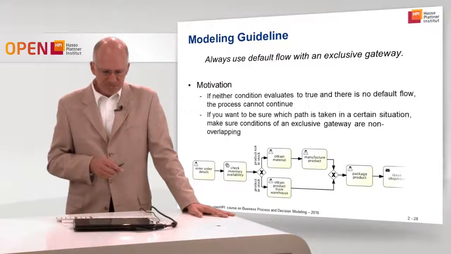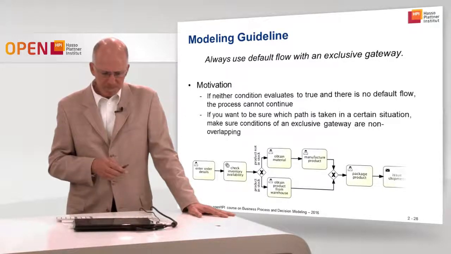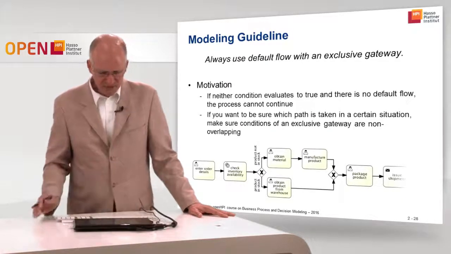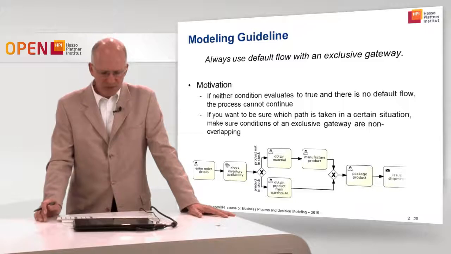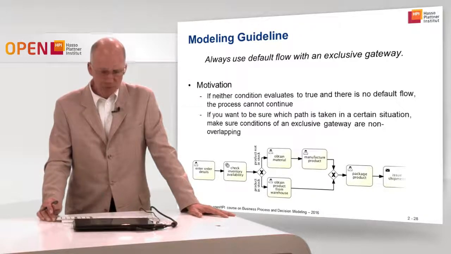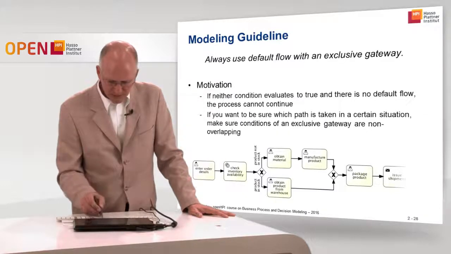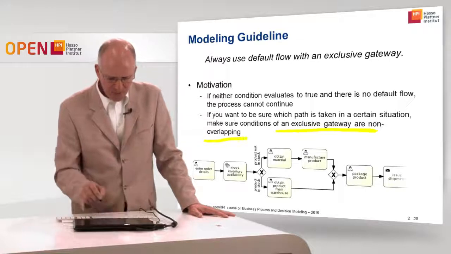Okay, so therefore we need to have an exclusive default flow with an exclusive gateway. In addition, if you want to be sure which path is taken in a certain situation, you should make sure that the conditions of an exclusive OR gateway are non-overlapping. We discussed that also in the previous slide. So the conditions of an exclusive gateway are non-overlapping.